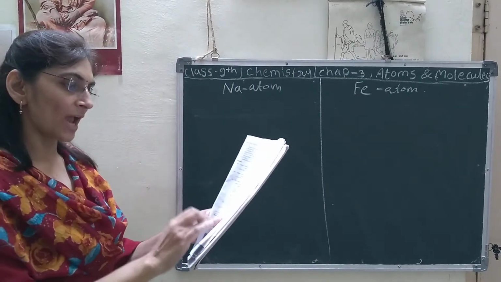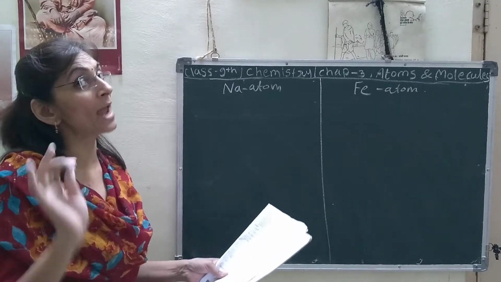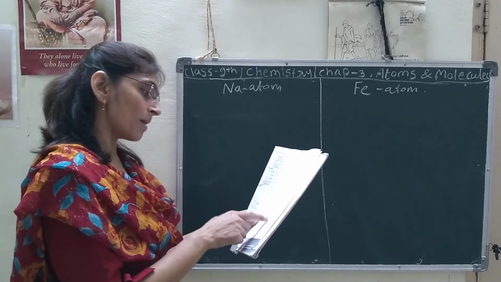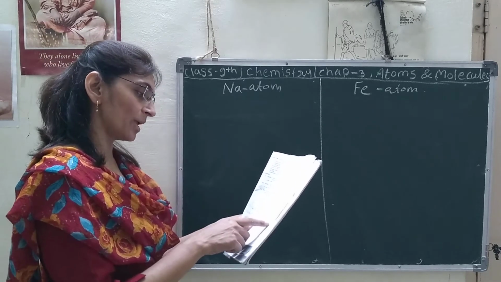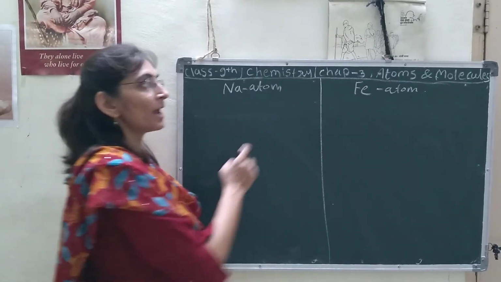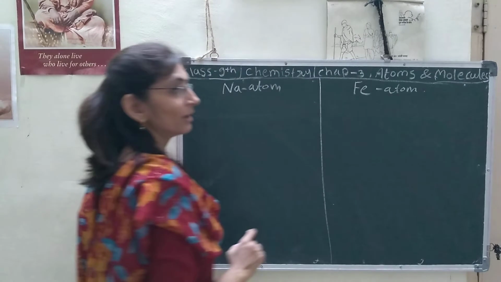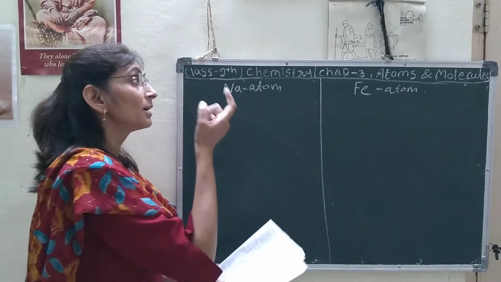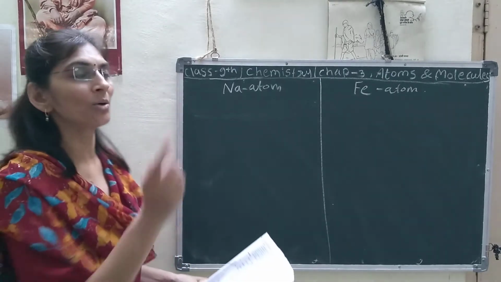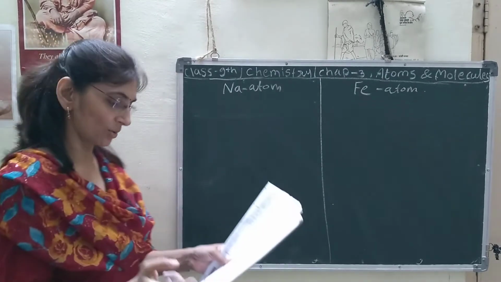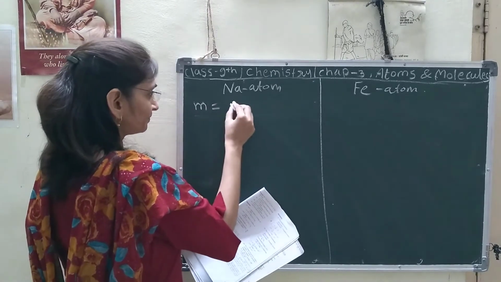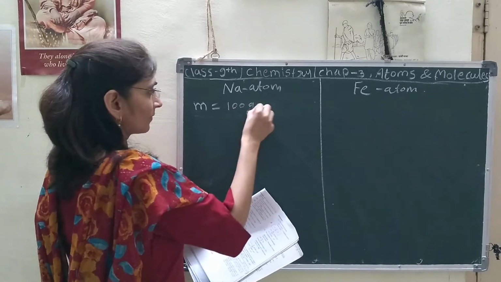Which has more number of atoms, we have to calculate here. Given is mass 100 gram of sodium and 100 gram of iron. मतलब 100 ग्राम सोडियम दिया है और 100 ग्राम आयरन दिया है, तो उसमें से कौन से एलिमेंट के एटम्स ज्यादा होंगे? पार्टिकल्स मतलब एटम्स ज्यादा होंगे. अंडरस्टैंड? दोनों का मास दिया है यहाँ पर. Given is mass 100 gram for both.